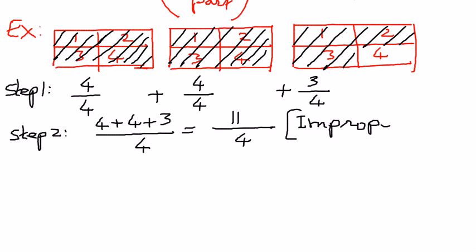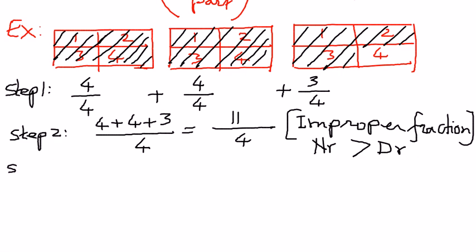Improper fraction, because the numerator value is larger than the denominator value, and that is the reason why we classify it as an improper fraction. As step number 3, we can now say we can always represent an improper fraction as a mixed number. So what do we do?